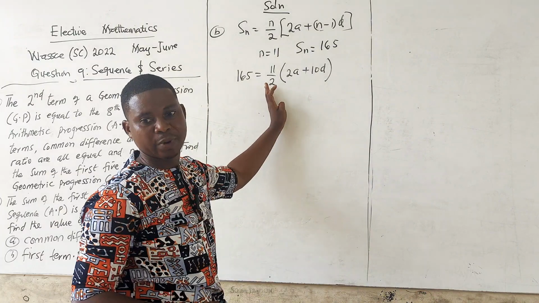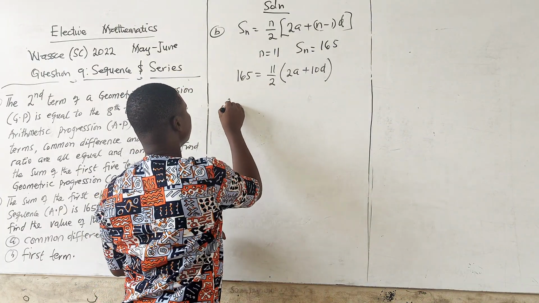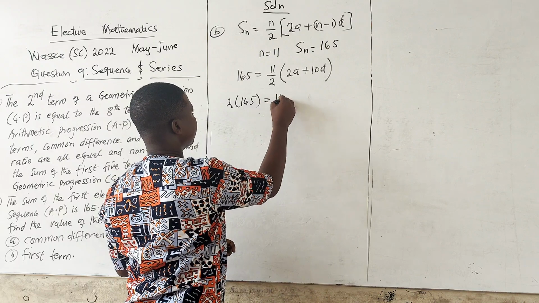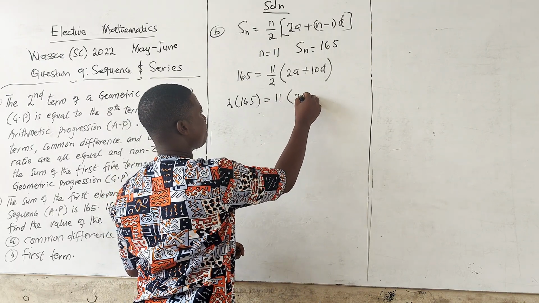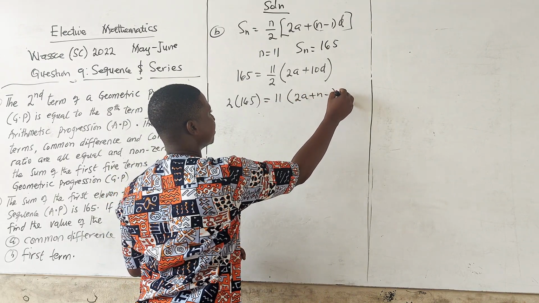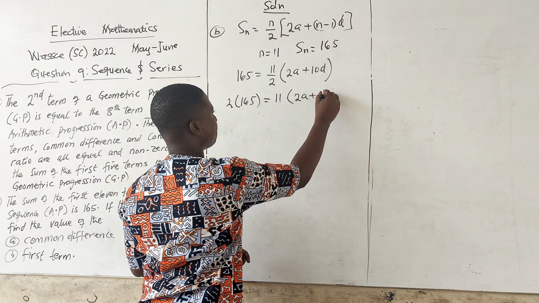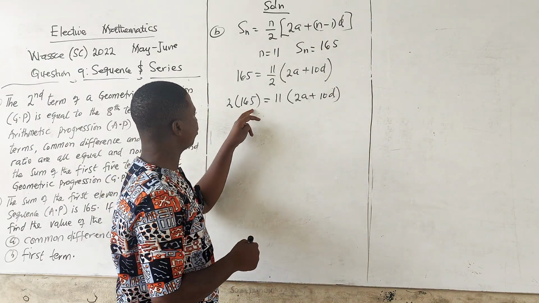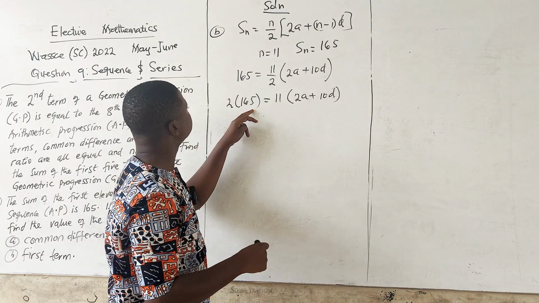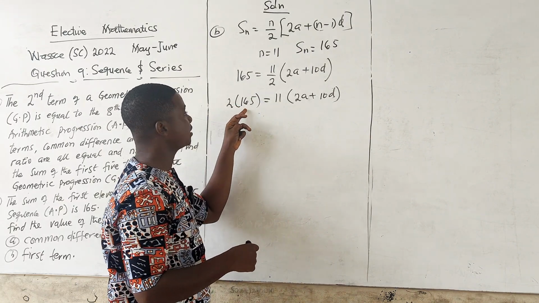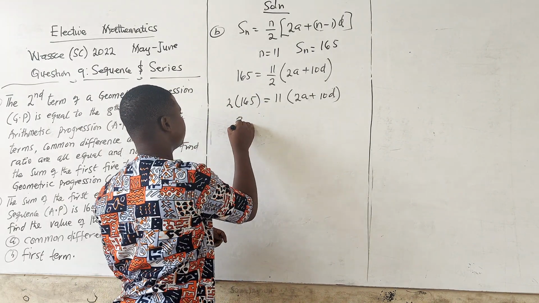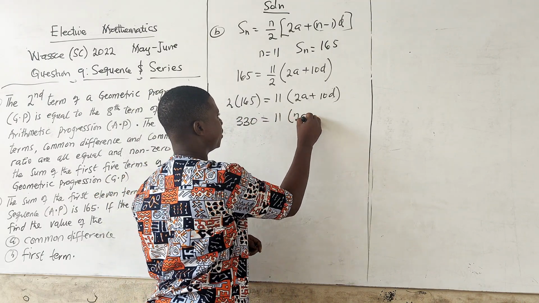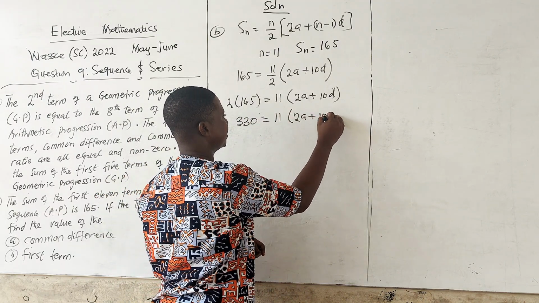Okay, so we can multiply by the LCM, which is 2. So 2 multiply 165 is equal to 11 into bracket 2a plus n minus 1, so 10d, because the 2 will cancel this one out. So this one, you are going to get 330. 330 is equal to 11, 2a plus 10d.